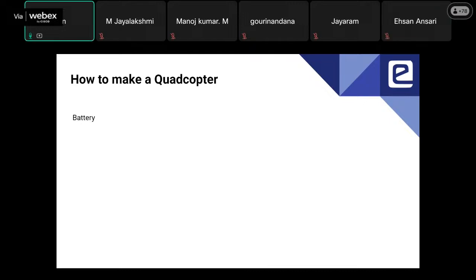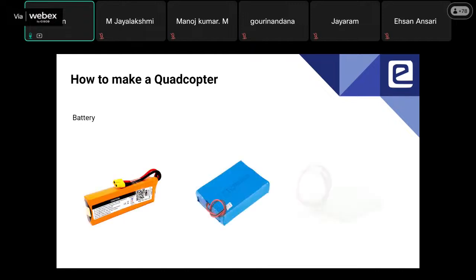Then we come to the powerhouse of the drone, which is the battery. You can see three kinds of batteries. This is a LiPo battery, which is a lithium polymer battery, and this is the most common battery used in drones. These are lithium ion batteries and lithium metal hydride batteries.